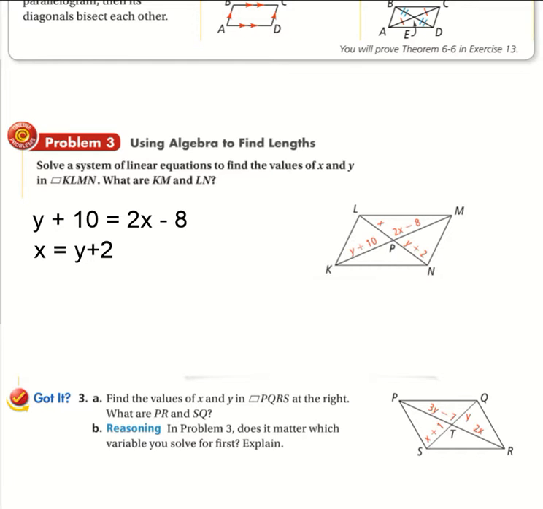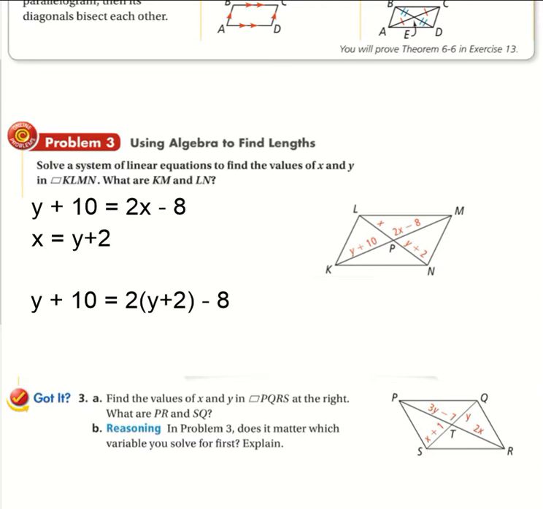Remember linear equations, we can use substitution to solve for stuff. So I know what x is. Instead of just sitting here and looking, I can put y plus 2 in for x because I know that x is y plus 2. So I copy that first equation down, y plus 10 equals 2, and instead of 2 I put in that y plus 2, so x is y plus 2 minus 8. When I solve this I'm going to get y, and when I get y then I can use that to help me find these diagonals.